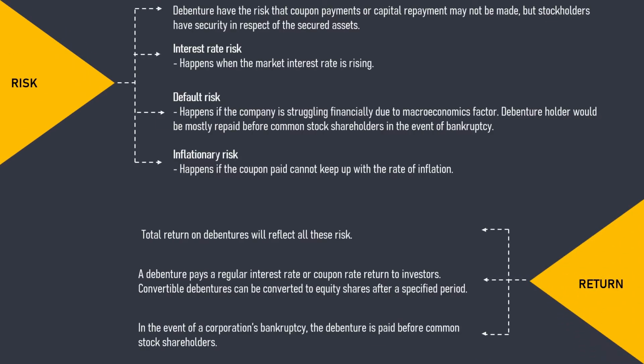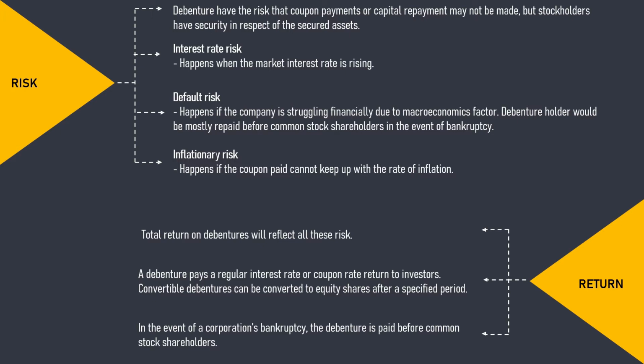There are several debenture risks that might happen to the investor. The first one is that debentures have the risk that coupon payments or capital repayment may not be made, but stockholders still have the security in respect of the secured asset. The second one is interest rate risk. Interest rate risk might happen when the market interest rate is rising. If that happens, the value of bonds or other fixed income investments will decline eventually.